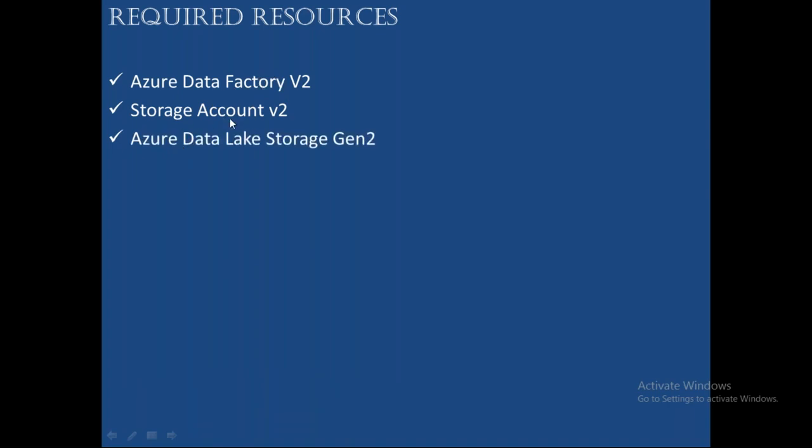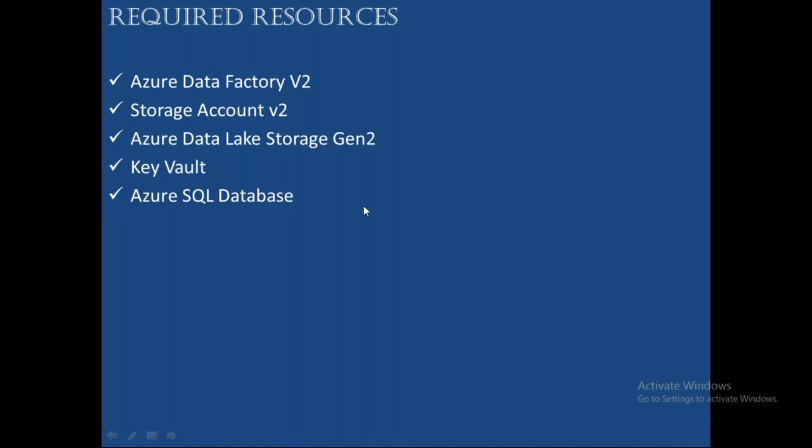So required resources are Azure Data Factory v2, storage account v2, because Azure Data Factory v2 we are using, and the Data Lake Storage Gen2. Then, let's say if you want to move these particular files into a SQL database or something, you can also use the SQL database. But anyhow, we are not using SQL database in this particular lab. Next, you see here Key Vault. Key Vault we are going to use today to connect to your storage account, maybe it can be Data Lake Storage Gen2 or Blob Storage v2.